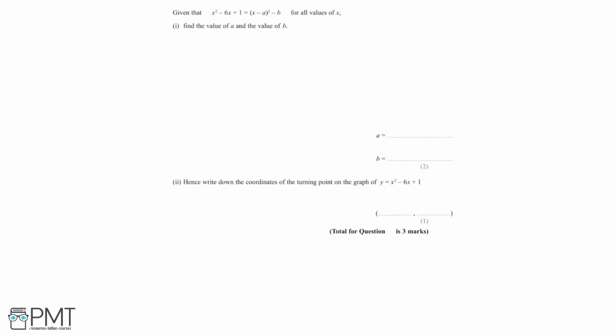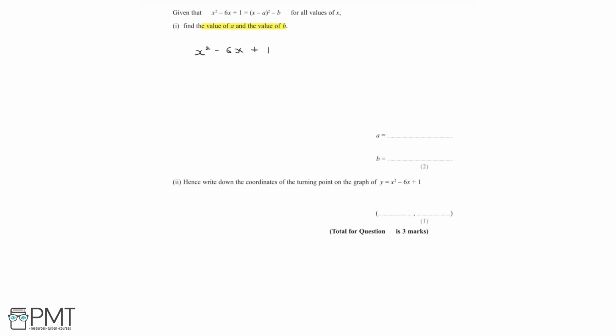In this question, we're told that x squared minus 6x plus 1 is equal to (x minus a) all squared minus b. And we need to find the value of a and the value of b. Now we're being asked to complete the square. We start off with x squared minus 6x plus 1.